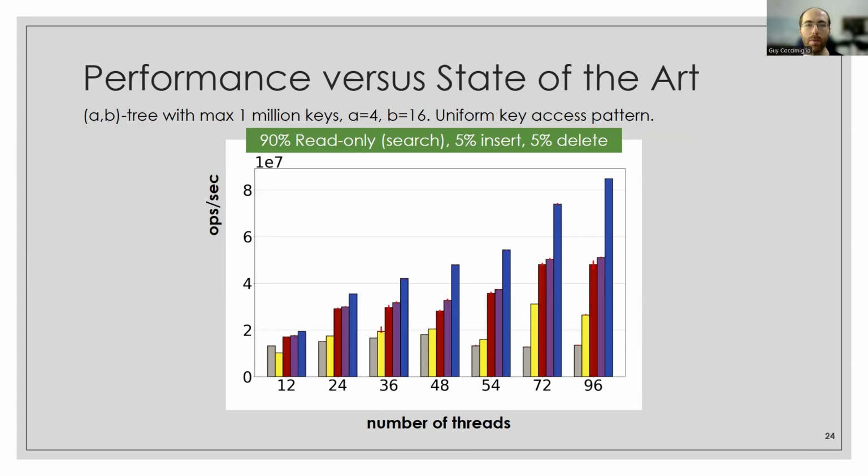So this is a comparison of performance versus the existing state of the art. This is for an A-B tree with a maximum of 1 million keys, where we're using a uniform key access pattern. This is at a 90% read-only workload. Y-axis is operations per second.